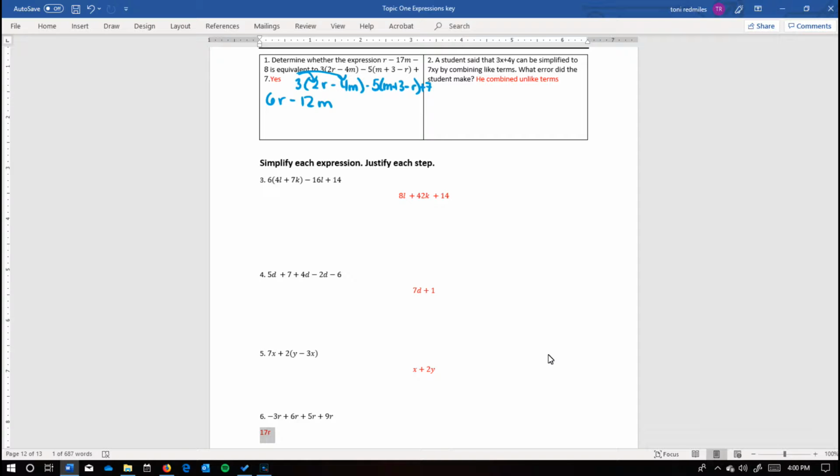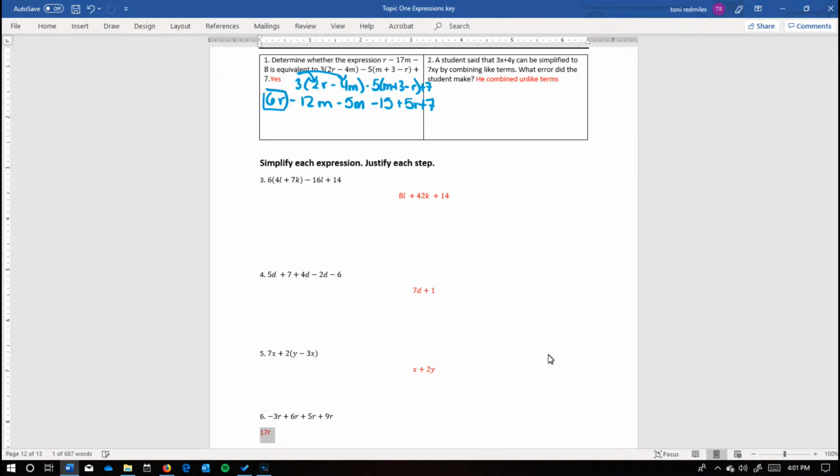Now when I multiply through this negative 5, you're going to get a totally different answer if you don't make it a negative 5 that you're bringing through. So negative 5 times m is a negative 5m. Negative 5 times 3 is negative 15. Negative 5 times a negative r is going to give me positive 5r. And then I also have that plus 7 at the end. All right, let's get our like terms together.